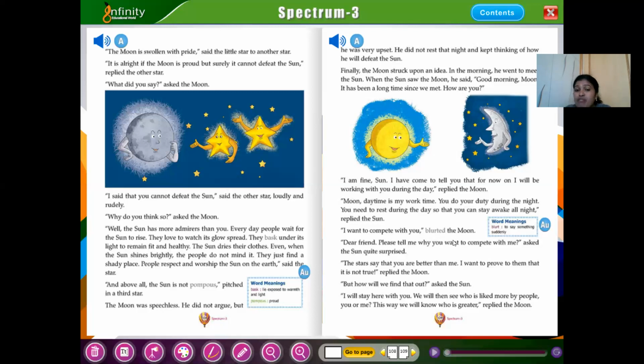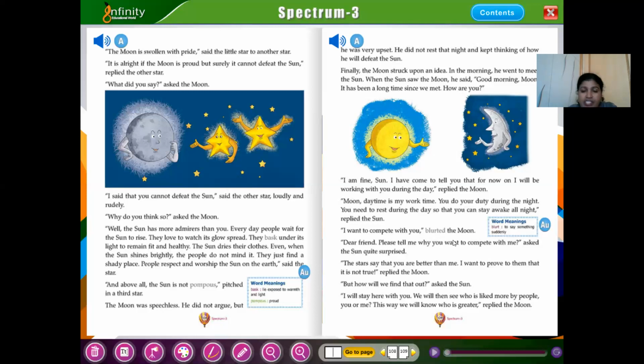So the moon wanted to compete with the sun, because he wanted to prove who is more admired by the people. Saying something very suddenly is called blurting, children. So the moon blurted, "I want to compete with you."